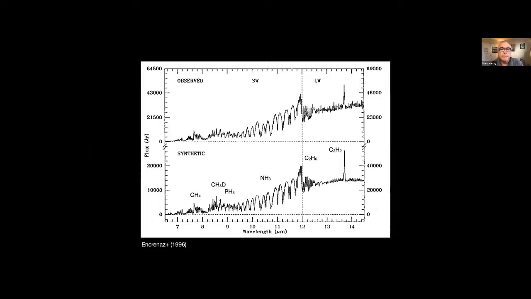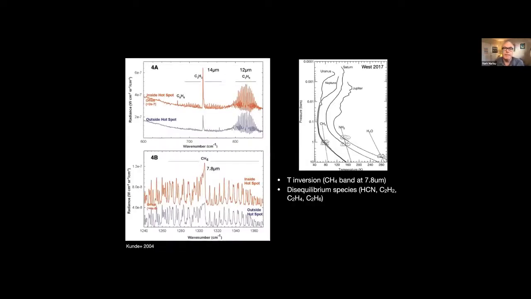The methane, the acetylene, the ethane are in emission. And that's because there's a temperature inversion on Jupiter. If we look at the temperature profile on the right, you can see the temperature starts increasing above 100 millibars or so. And because the ethane and the methane at 7.8 are very strong, we're probing high in the atmosphere against a cooler background. And that's why those bands are in emission, not absorption.